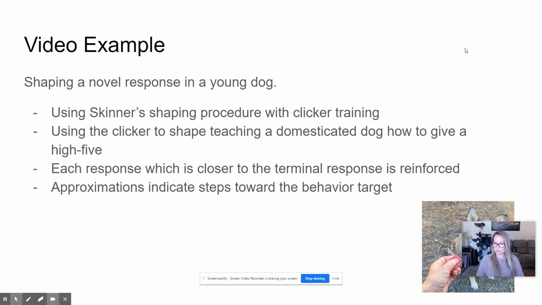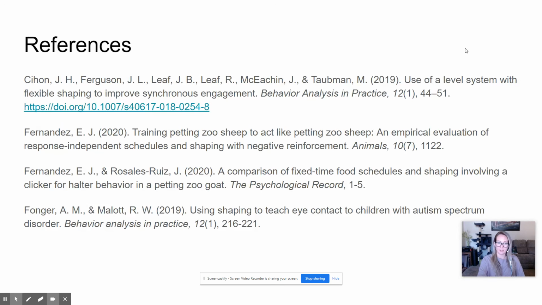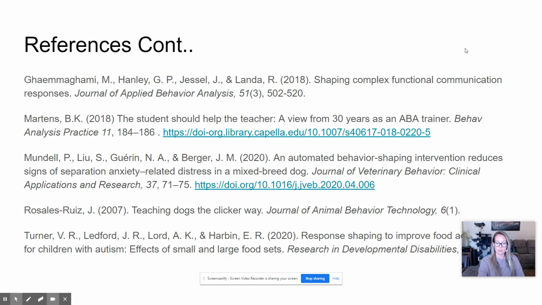So it was shaping him to that response of paw on the hand, then ultimately having him reach up to give the high five. And these are the references I used throughout the study to help improve the procedures that I use. You can also see these referenced throughout my video dialogue document.